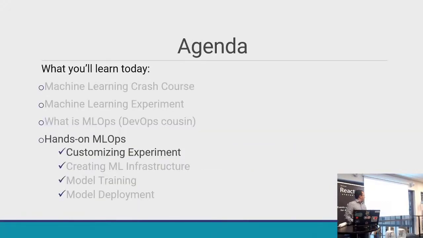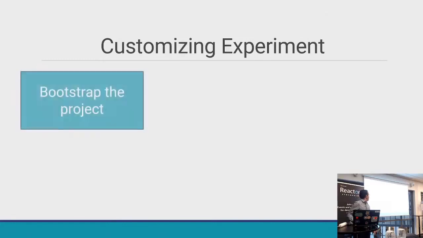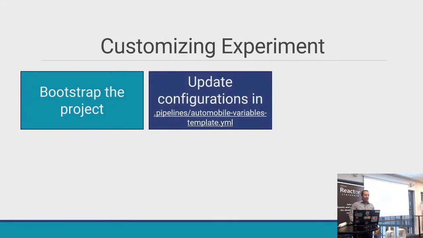So the first step we need to do is we need to customize our experiment. So it all starts that we will bootstrap our project, right? And the bootstrapping, what will it do? It will simply rename the project from diabetes to automobile or whatever you name it. And then we will need to update some configurations in this file called automobile variable template.